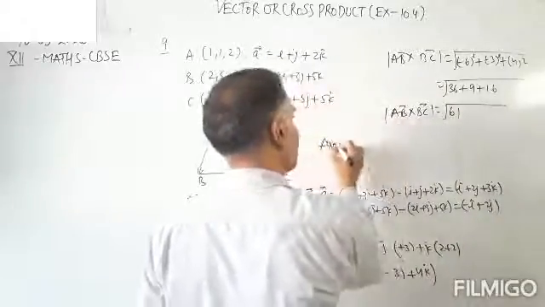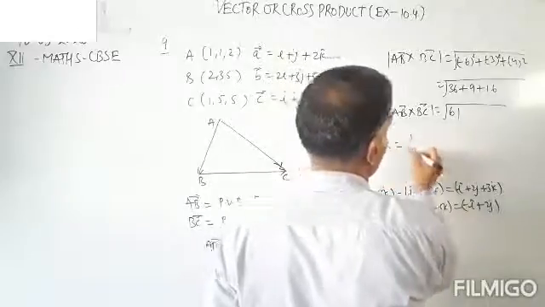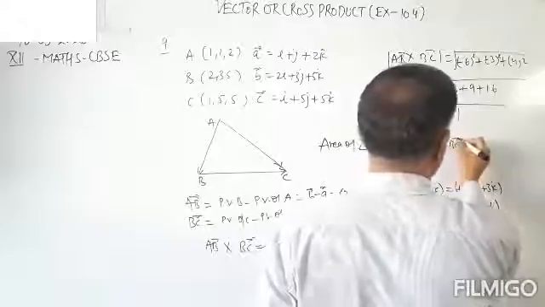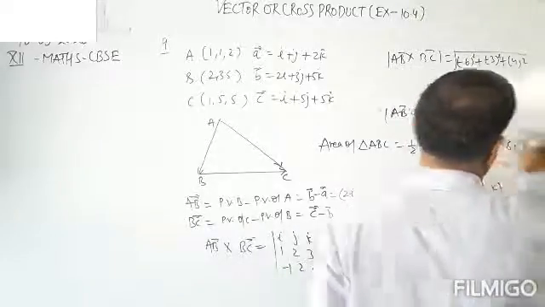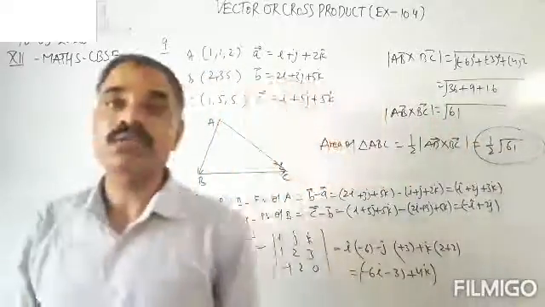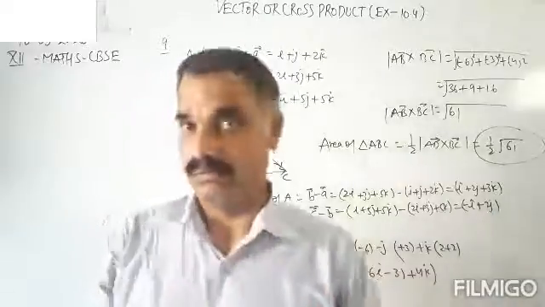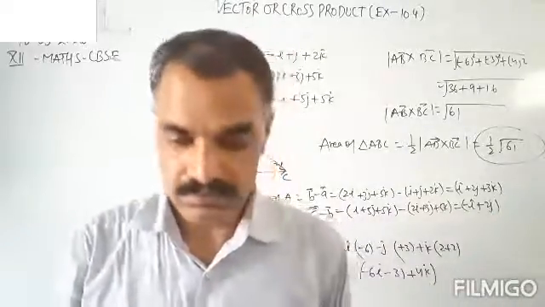Area of triangle ABC equals half of the magnitude of AB vector cross BC vector, which is half of under root 61. So under root 61 by 2 is the area of the given triangle. Now let us have the next question.